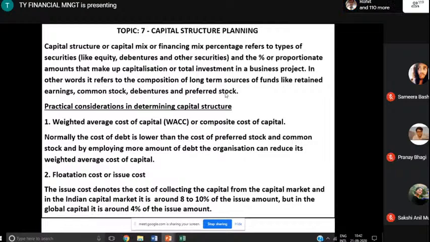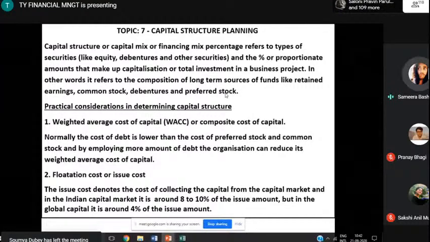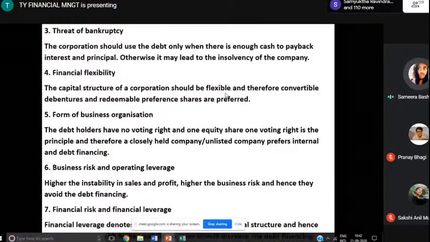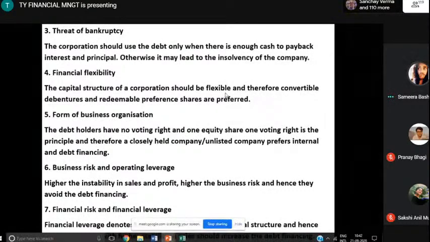Okay, who will read out all the headings? Who will do the social service? Come on. First point: weighted average cost of capital, another name composite cost of capital. Second point: flotation cost or issue cost. Point number 3: threat of bankruptcy. Next, financial flexibility. Then a form of business organization.